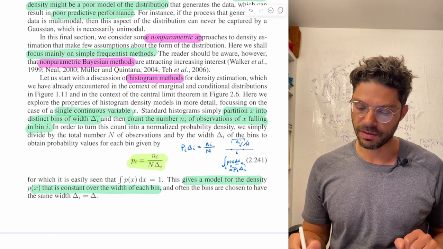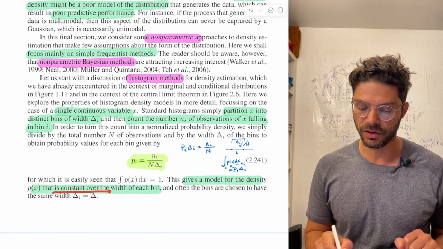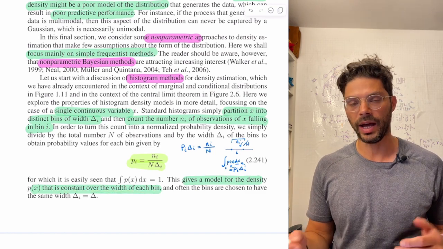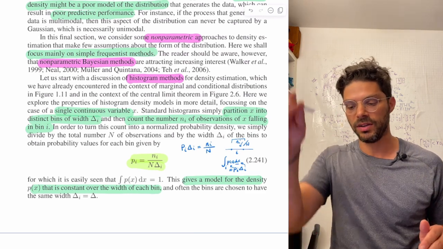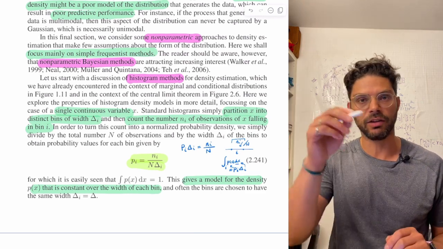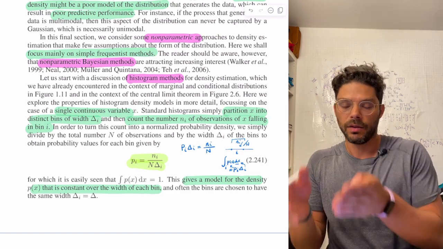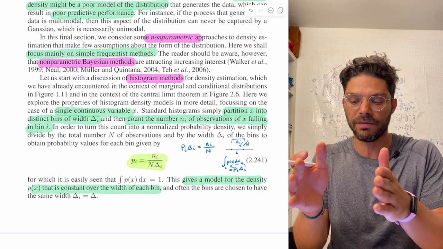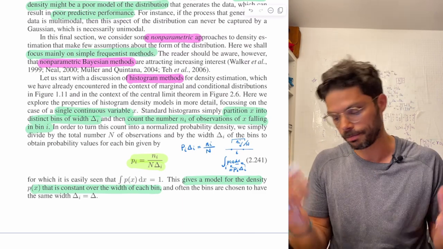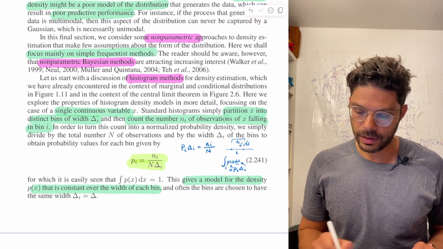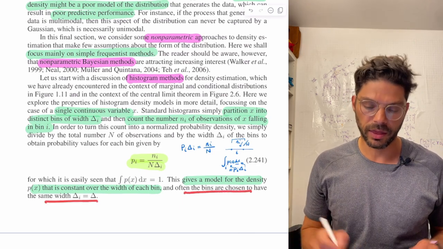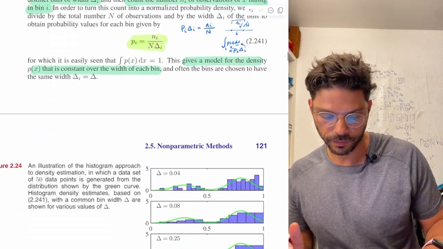Okay, so now this gives a model for the density p of x that is constant over the width of each bin, right? So we have this probability distribution. We don't know what these p's are, and we just find them by integrating over the bin and comparing that value to our actual number of observations. That's it. Yeah, and often the bins are chosen to have the same width, but again, that's not necessary.